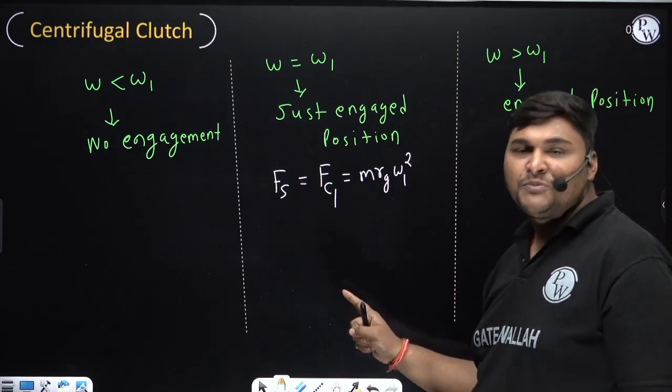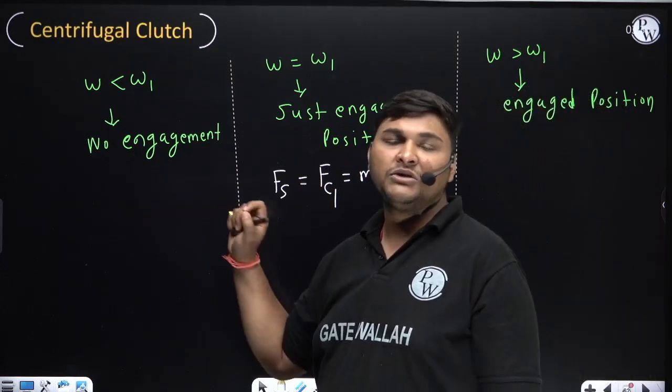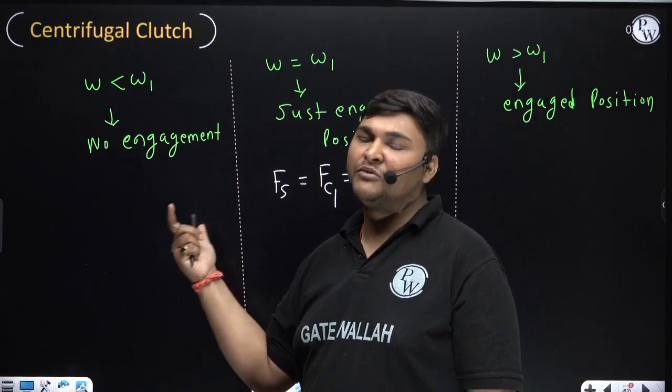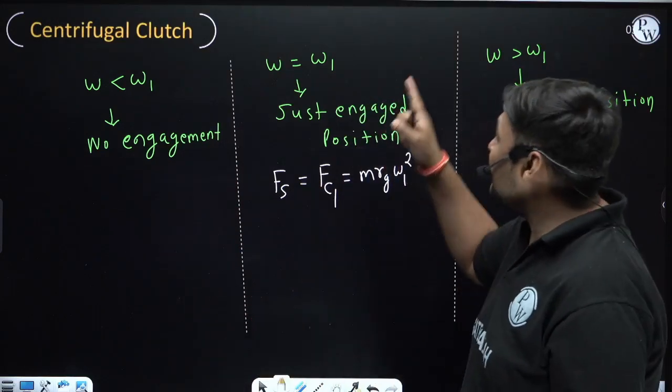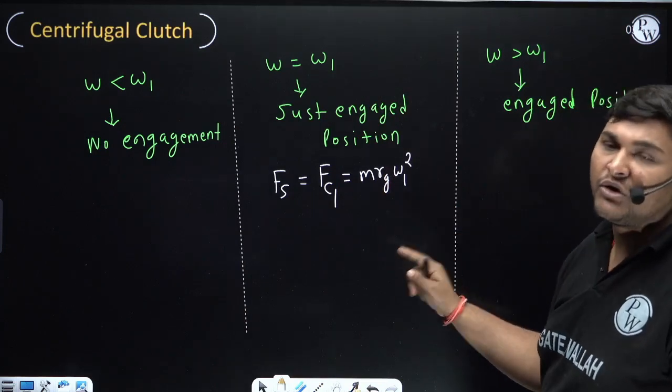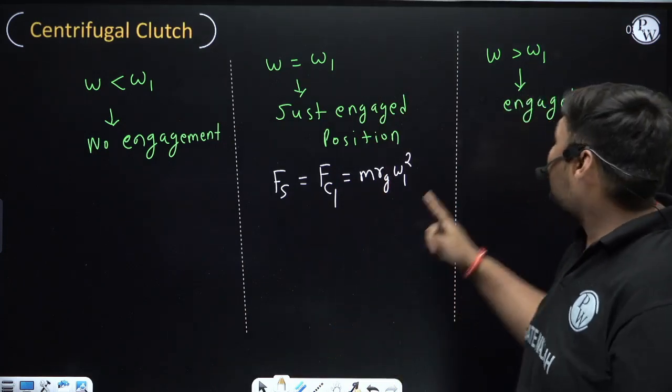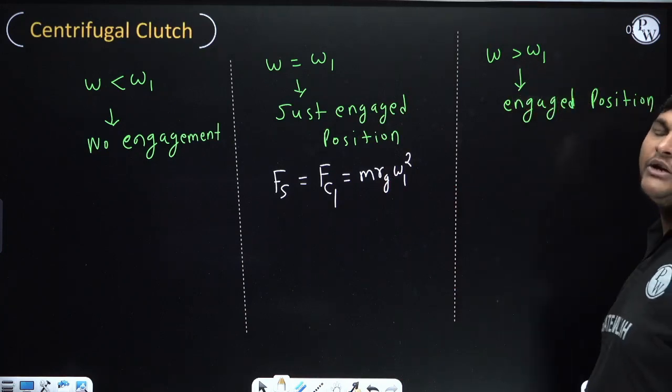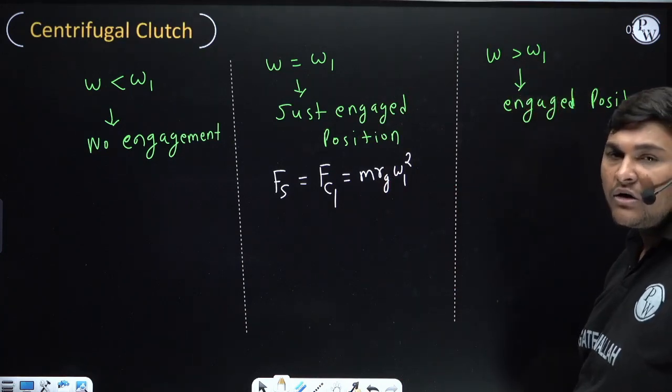Now if actual speed is less than omega 1, it means no engaged position, and no engagement means no torque will transmit. If actual speed is equal to omega 1, then it is just engaged position. In just engaged position also no torque will transmit. But if actual speed is more than omega 1, then torque will transmit. And how will we calculate torque transmitted?